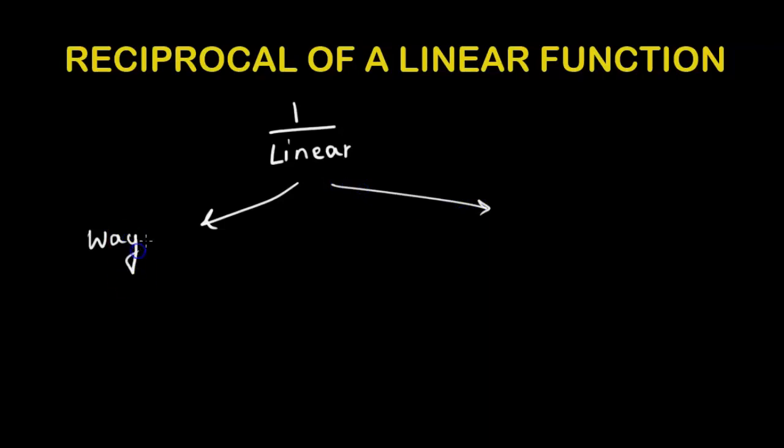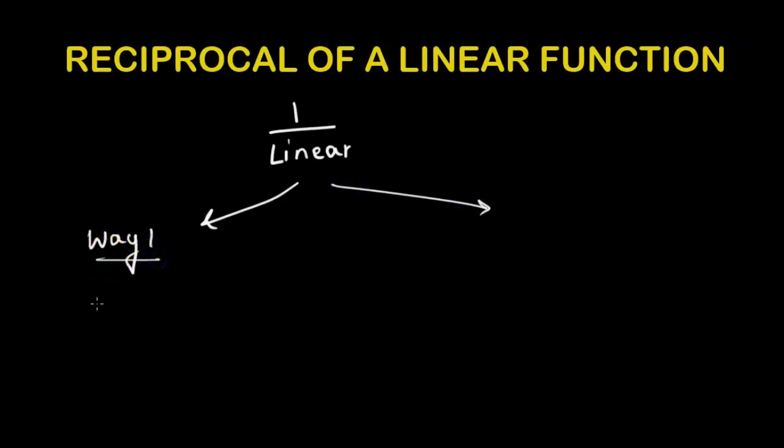Hey guys, in this lesson we will understand how to make a graph of the reciprocal of a linear function and what its key characteristics are. Now we know the reciprocal of a linear function can be written as 1 over a linear expression. To turn this function into a graph, there are two ways to do it, and we have to learn both ways.